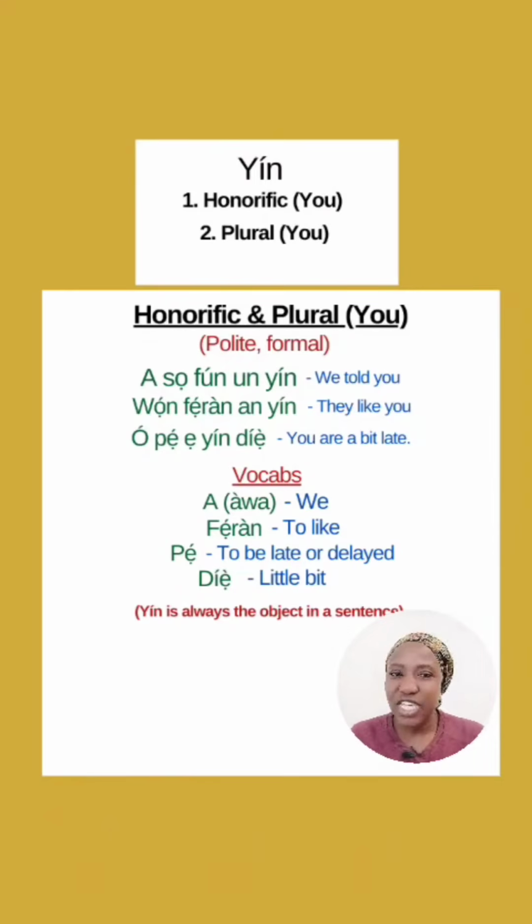So, mo sọ fún yín will be the way that you will say it in honorific when the older person is the object of a sentence. So, when the older person you're talking to is appearing as the object of the sentence, you don't use ẹ, you will use yín. This is a bit of a tricky one to pronounce, but you go yín, yín. Mo sọ fún yín, it has the mi tone mark. A sọ fún yín. We told you. A sọ fún yín. Okay?